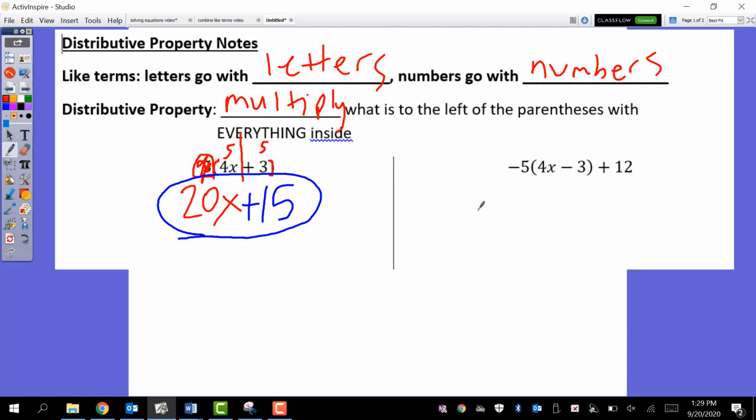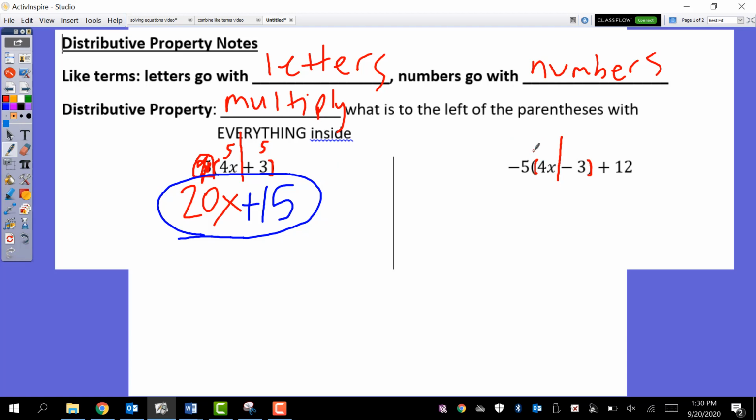Let's look at the next one. Over here, I see there's parentheses, so I know that means I'm going to end up multiplying. But are all of the numbers inside the parentheses? No, I have this 12 hanging out here. And that 12 is not going to get multiplied because it's not on the inside of the parentheses. On the inside I have a 4x and a negative 3. So I'm going to separate them just like I did on the last one so I don't accidentally mix them together.